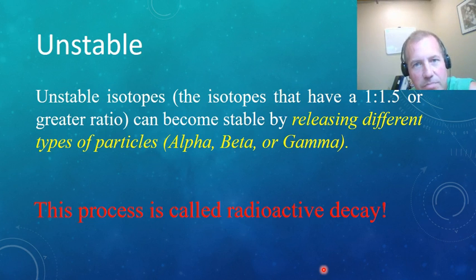Well, they become unstable, and the only way for them to get stable is by releasing different types of particles. And that's what we're going to look at, these different types of particles, the alpha, beta, and gamma emission. Well, this whole process of them releasing these particles is known as radioactive decay.